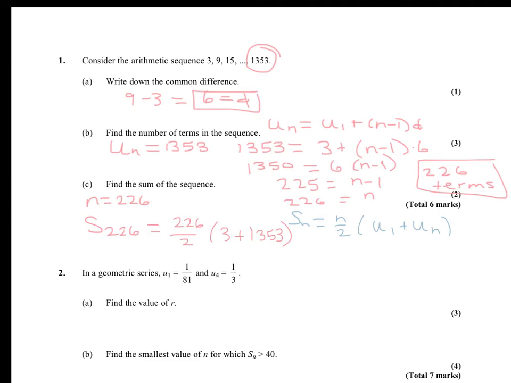And so we get the sum of the 226 terms is 153,228.